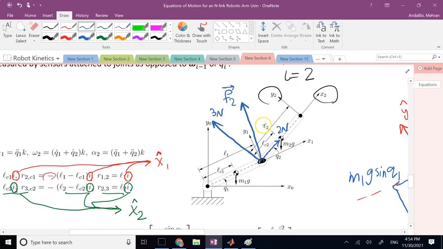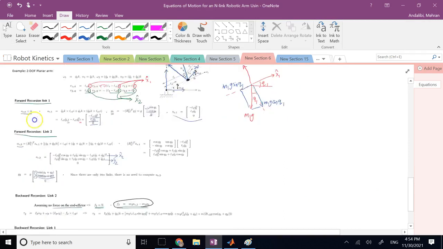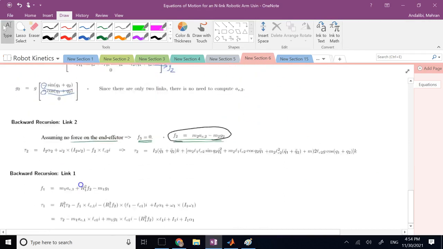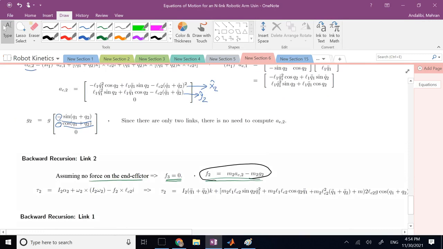When it says 2 and 3, it doesn't mean 2 along the base frame x and 3 along the base frame y. No. The directions of them are determined by x2 and y2, not x0 and y0. So that is the reaction force at pin number 2.